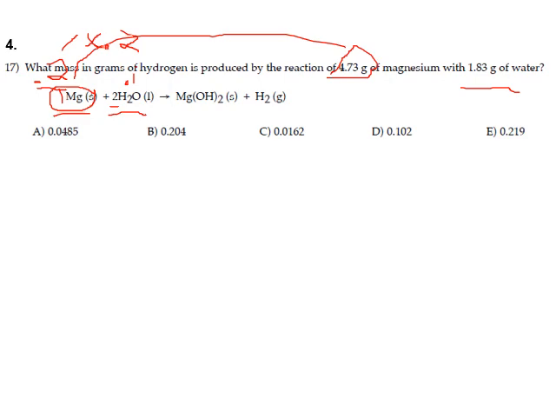But we don't have that. We've only got 0.1. So we don't have nearly as much of the water as we need to have. So the water is going to be the limiting reactant. So let's write that.